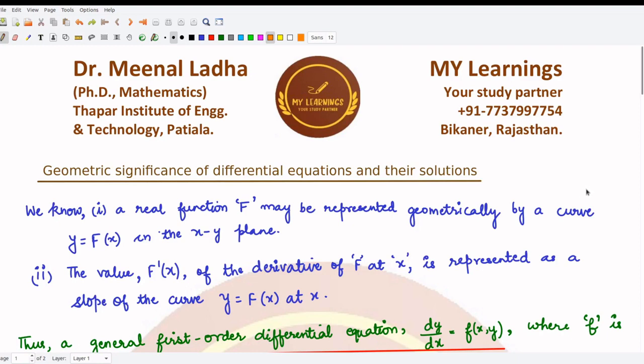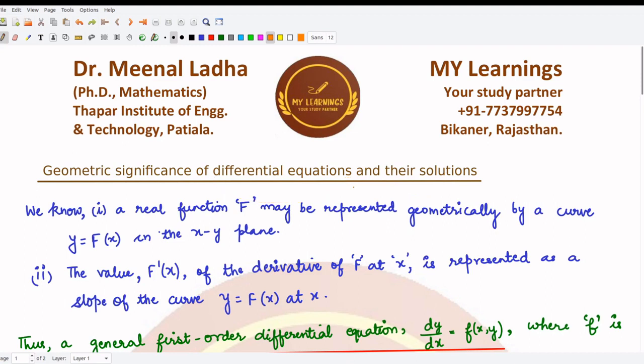In this video we shall be looking at the geometrical significance of differential equations and their solutions, right? So you already know what a differential equation is, what the general form of this differential equation is, and how the solution of this differential equation looks mathematically. Now let's see what they represent when we talk about the geometric significance of these two, the differential equations and their solutions.